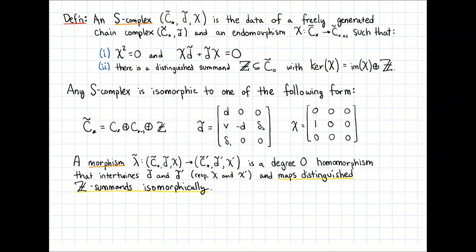Next, a morphism between two S complexes is a degree 0 chain map which respects the chi maps, and, very importantly for us, it maps the distinguished Z summands isomorphically. So once we've chosen the right notion of morphism, it's then straightforward to define chain homotopies of S complexes, chain homotopy equivalences, and so on. And you can do most of the things you would want to do with S complexes.